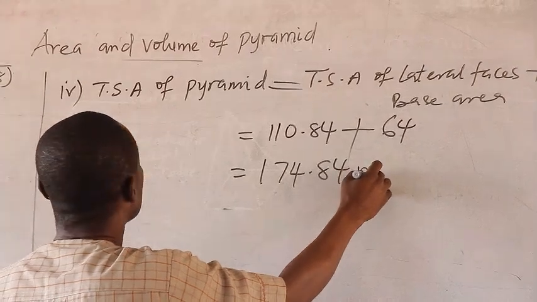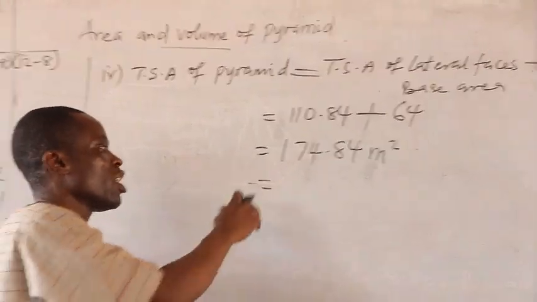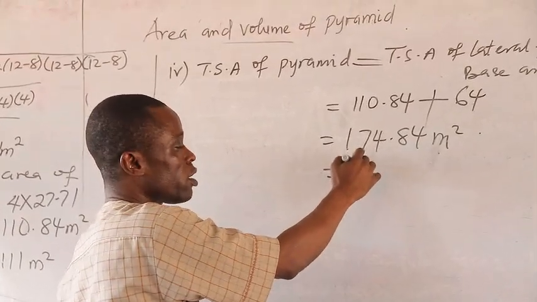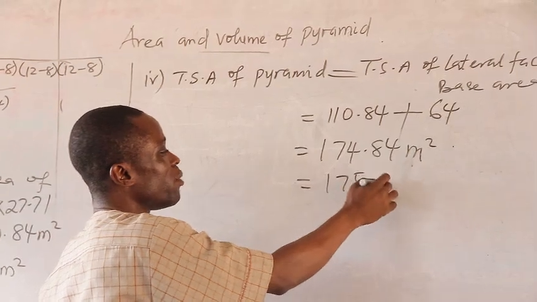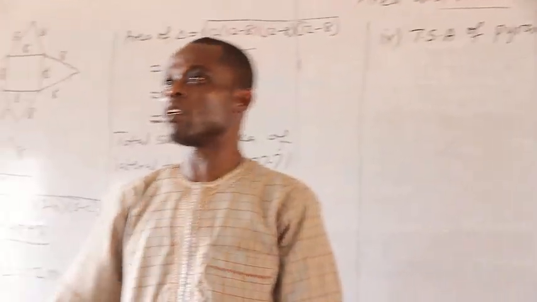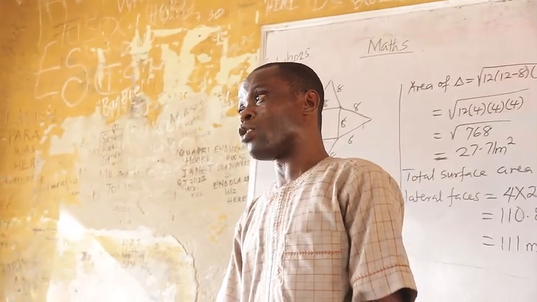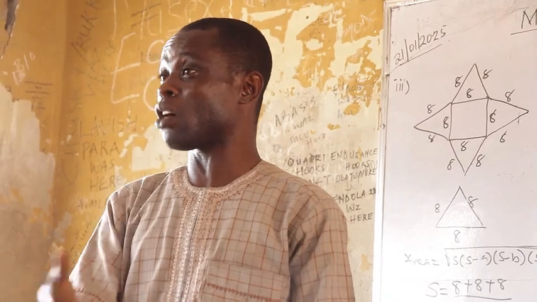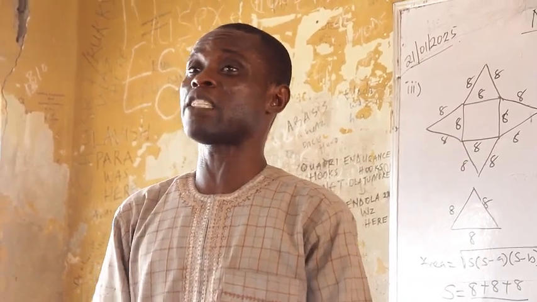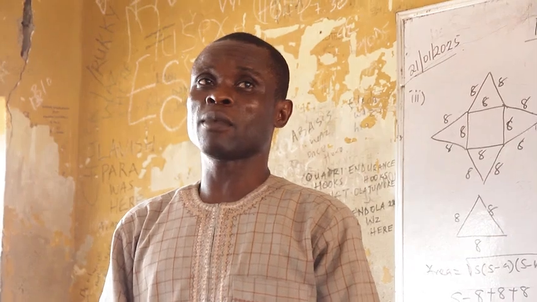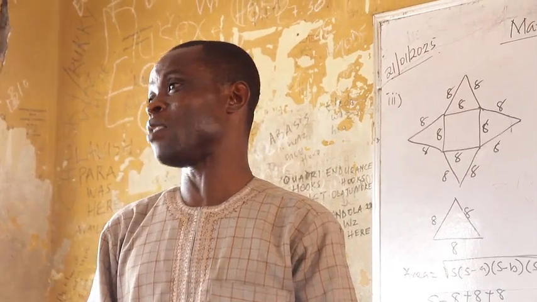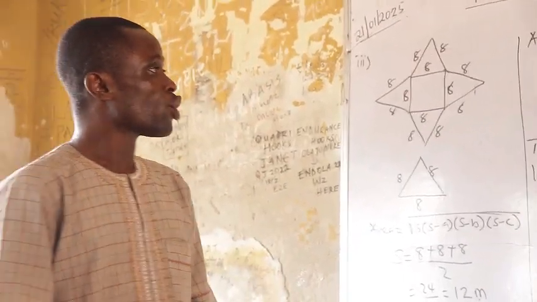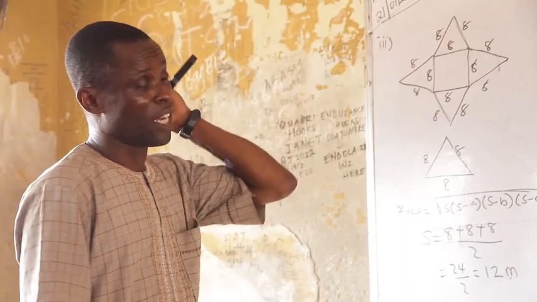174.84 meter square. But to three significant figures, 1, 2, 3, when you round it up, what do we have? 175 meters square. All these degrees of accuracy are very important in mensuration. Longitude and latitude is still under mensuration, because I will still find time to explain that. Area and volume of sphere and hemisphere, then longitude and latitude. So that is how to find total surface area of a pyramid.